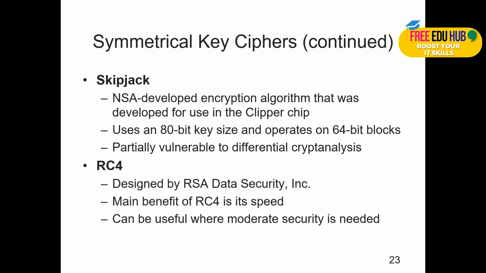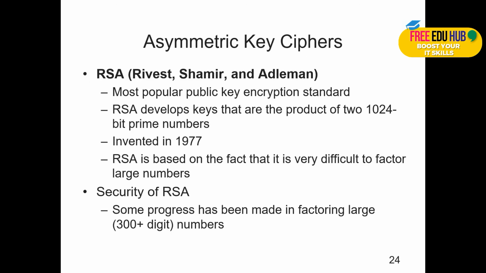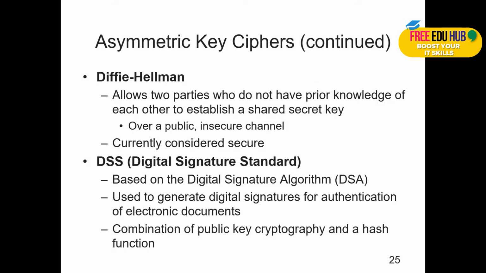And then we have RC4, which is still successful, designed by RSA Data Security Incorporated. Its main benefit is its speed, and it can be useful where moderate security is needed. RSA is mostly public, and it was invented in 1977. It's based on the fact that it's difficult to factor large numbers, and some progress has been made in factoring large digits.